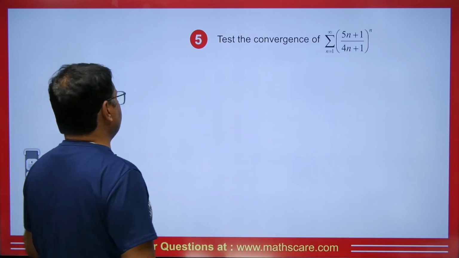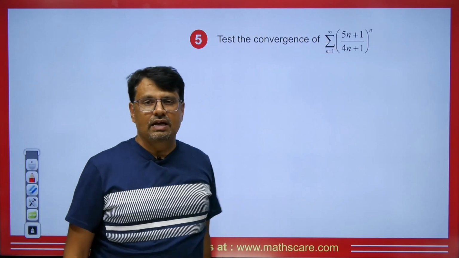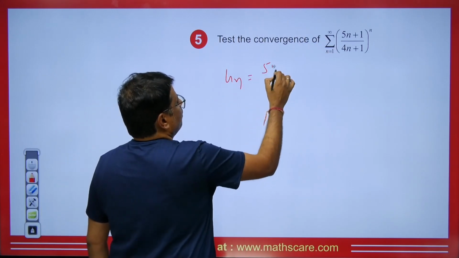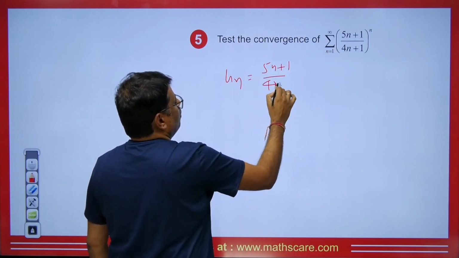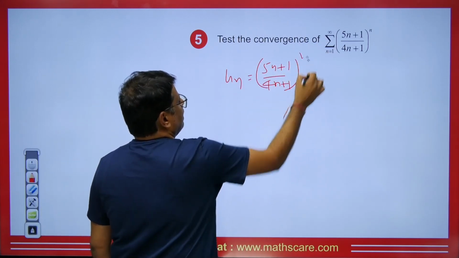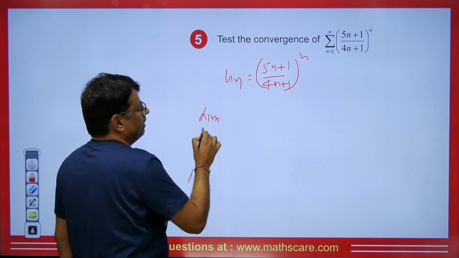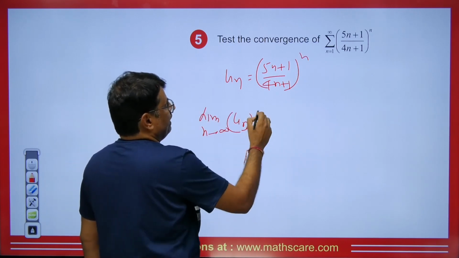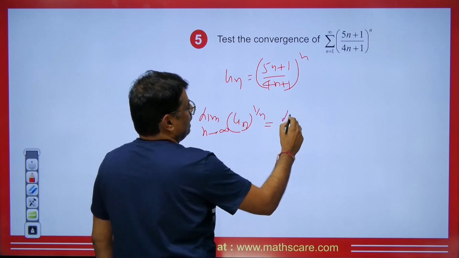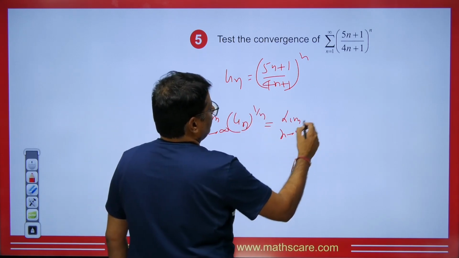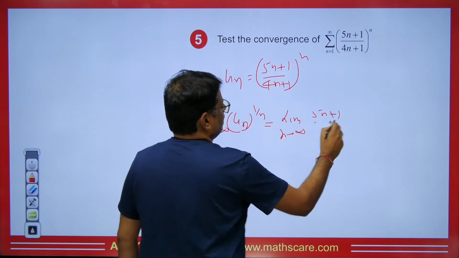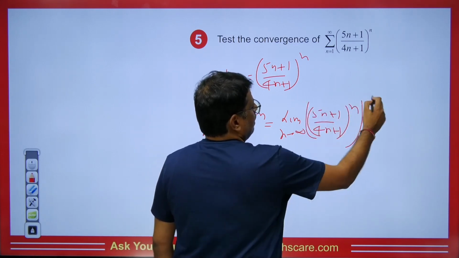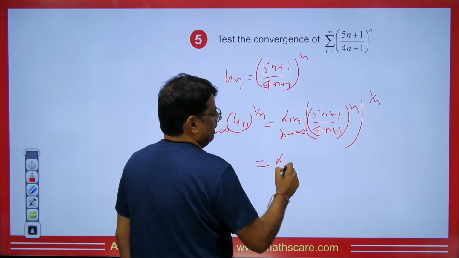See the next question, test the convergence of this series, and here we have the nth term given. Now students, the nth term we get here will be 5n plus 1 by 4n plus 1 to the power n, and here we will use the same Cauchy's root test. I hope this is clear. We will get limit n tends to infinity power 1 by n, and here we will write limit n tends to infinity. Then we will get this as 5n plus 1 upon 4n plus 1 to the power n whole to the power of 1 by n.